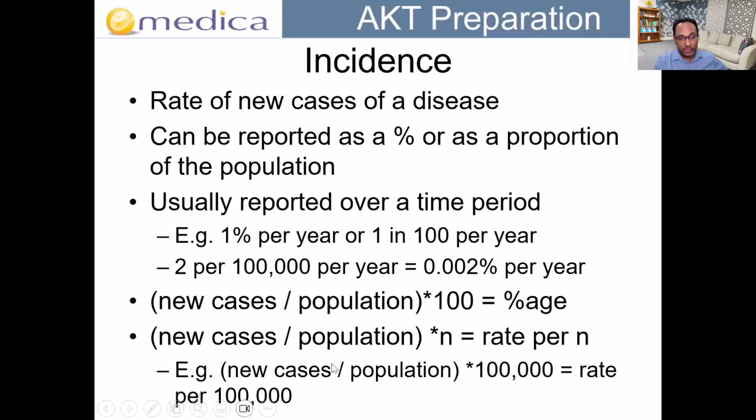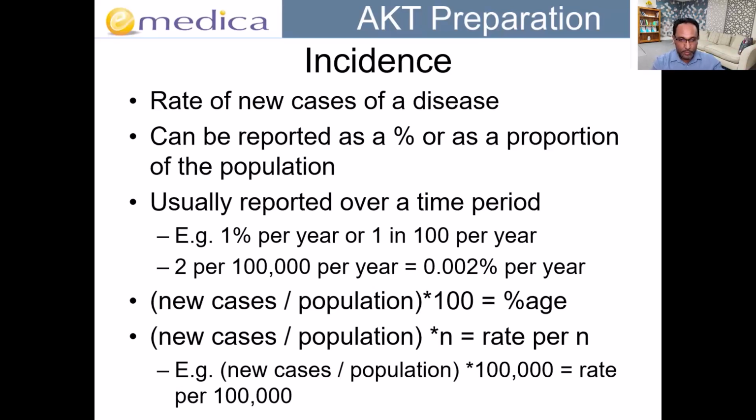So just to recap incidence. Incidence is the rate of new cases of a disease. In some cases, you might report it as a percentage. Percentage is just per 100. Or you might report it as a different proportion of the population, i.e. instead of per 100, which is what percentage means, you might report it as per 1,000 or per 100,000 or per million. Especially for rarer things, you'll often see they'll report it as per 100,000, for example, or per 10,000 or something like that.